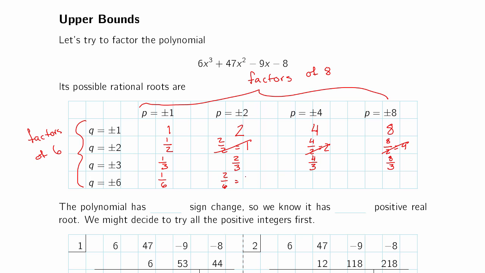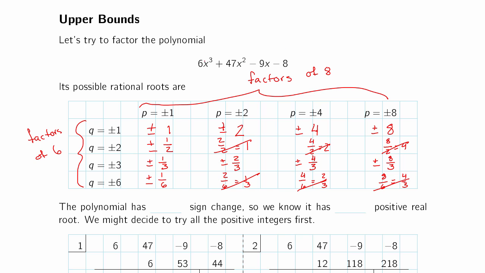2 over 6 is 1/3, we already saw that. 4 over 6 is 2/3, we already saw that. 8 over 6 is 4/3, we already saw that. And then positive or negative version of each of these. And we have all of our possible rational roots. So that's what? 10 different numbers, positive or negative, 20 possibilities.